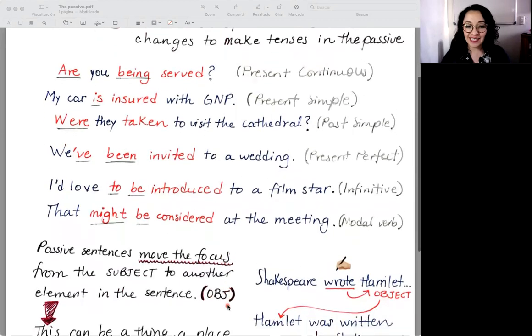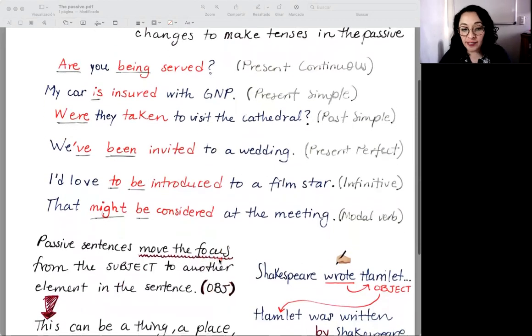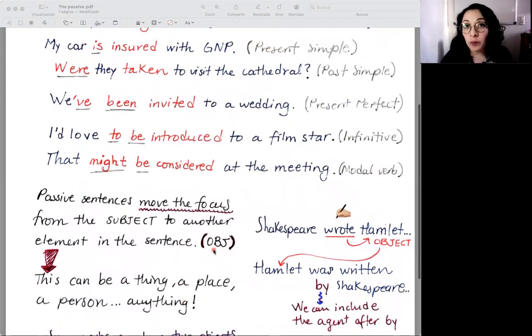Passive sentences move the focus from the subject to another element in the sentence. This element is the object of the sentence. The object of the sentence can be a thing, a place, a person, anything. Objects come after certain verbs.